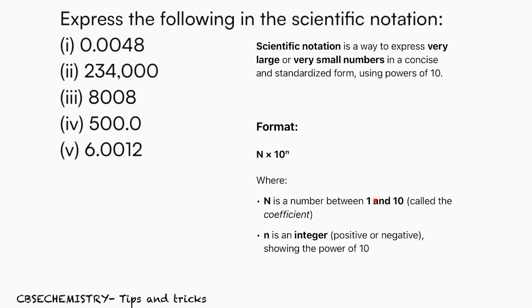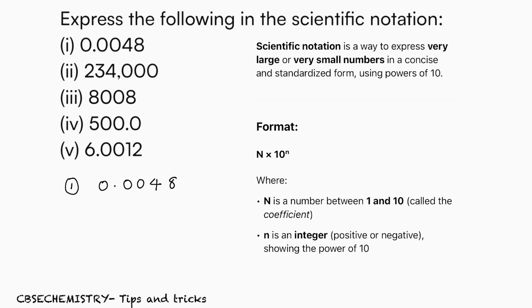Now you just read this paragraph. Capital N must be a number between 1 and 10, and this small n must be an integer, positive or negative. For understanding, we can do the first question, then you will get a good idea. First question is 0.0048. Our task is to bring the decimal point after the first non-zero number.